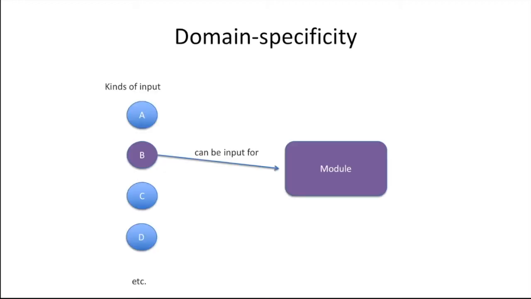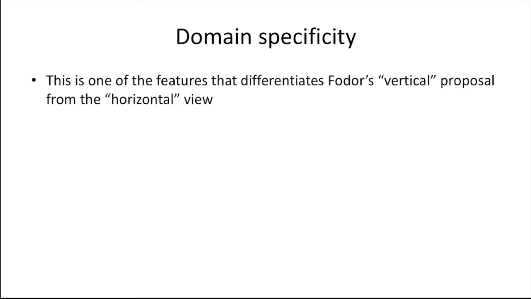So this diagram represents domain specificity. Out of all the kinds of stimuli and information that impinge on an organism, a module will only deal with a specific subset. This, by the way, is one of the main features that gives Fodor's proposal its flavor. And this is what differentiates a vertical view on the mind's organization from a horizontal one. It's not that you have learning mechanisms that indifferently accept all kinds of data. Rather, you have systems whose principles of operation are specially tailored and sensitive to different kinds of information.